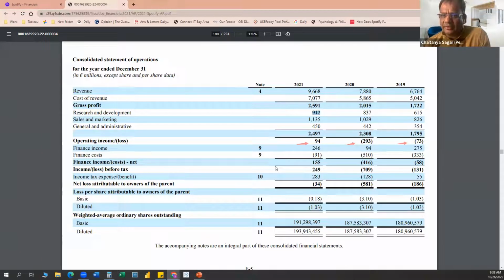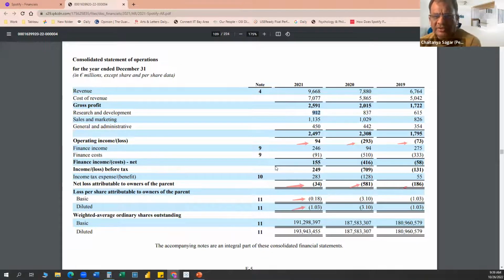See, so net, they lost, okay, 34. I think, what is this? This is millions of dollars, 34 millions of dollars, right? 581, 186. They lost a lot of money. And you have, so this is the EPS, earnings per share, right? So on a per share basis, how much did they make? They actually lost in all the 3 years. So that's what this is showing.